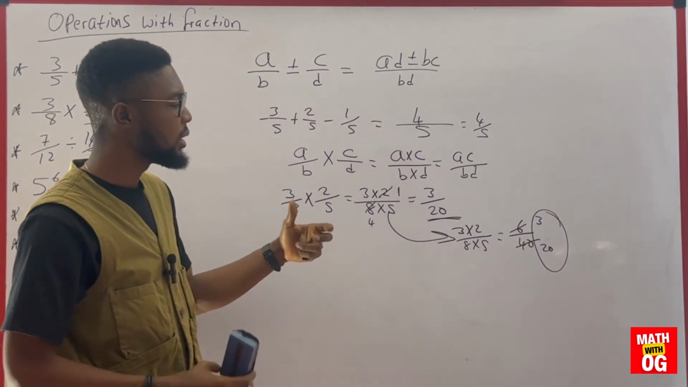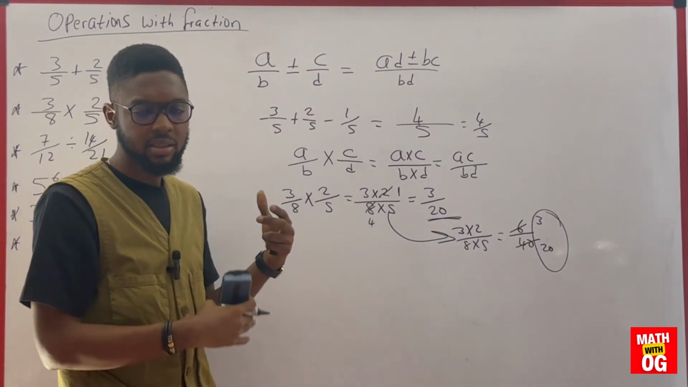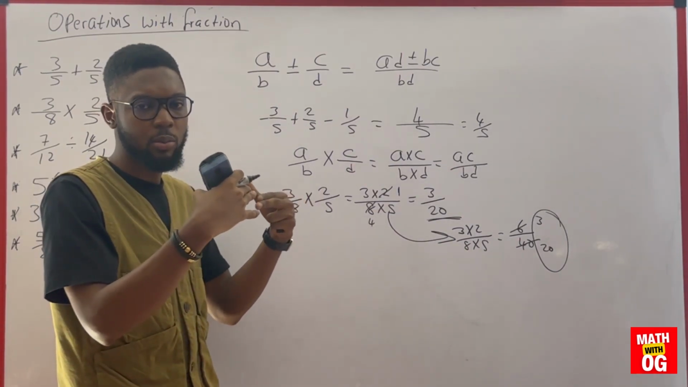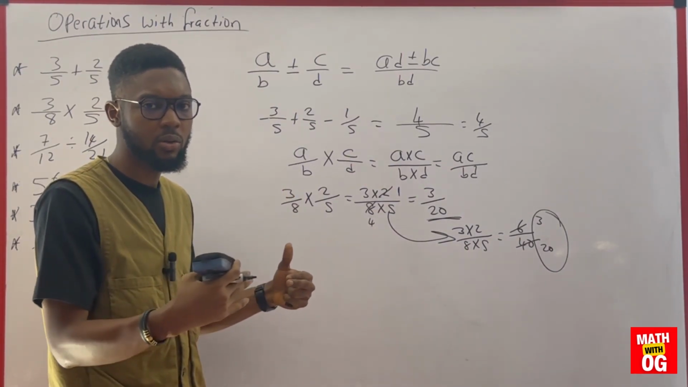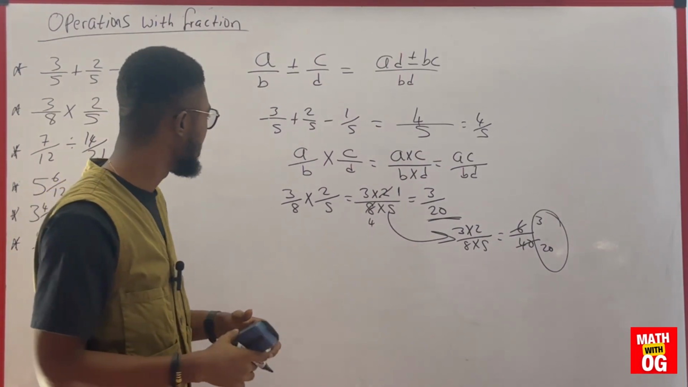So in fractions, you can only cancel out numerator and denominator. You can't cancel out numerator and numerator, and you can't cancel out denominator and denominator.